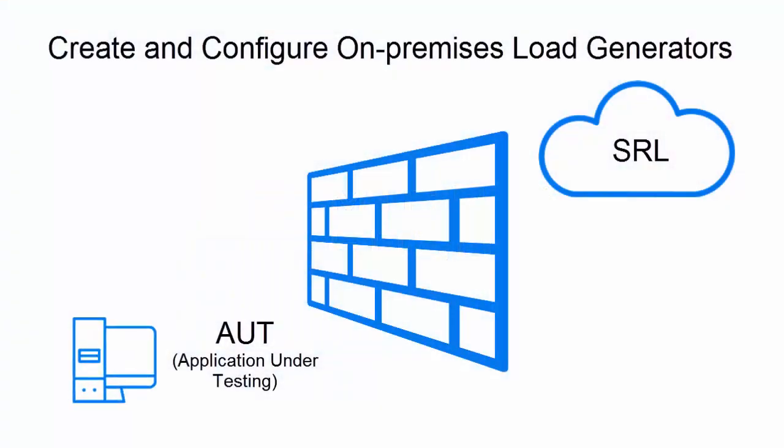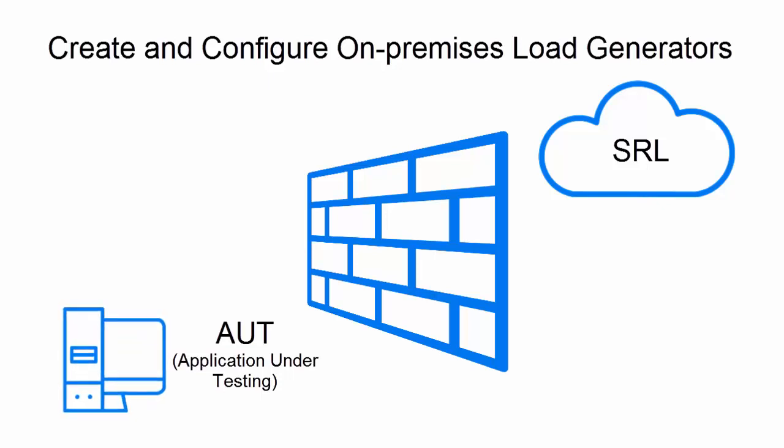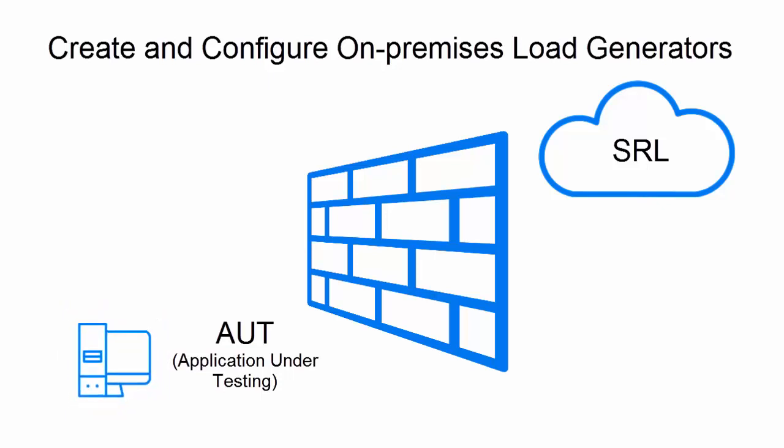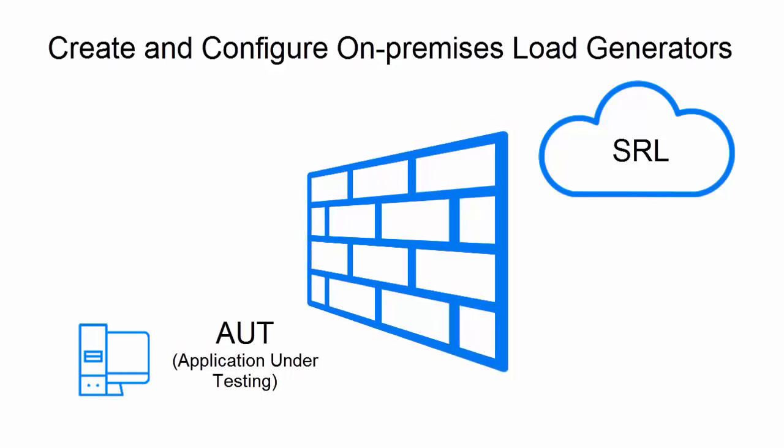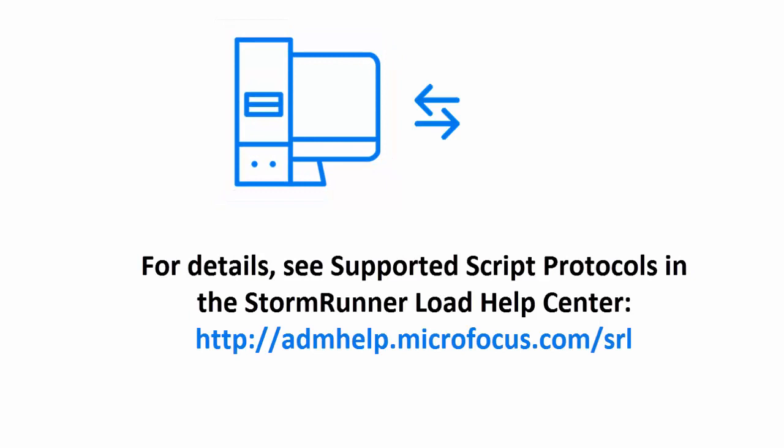In this video, we'll show you how to create and configure on-premises load generators. You can use such load generators to run load tests on applications that cannot be accessed from over your firewall. Also, certain protocols are supported by StormRunner Load for on-premises load generators only. For details, see supported script protocols in the StormRunner Load Help Center.